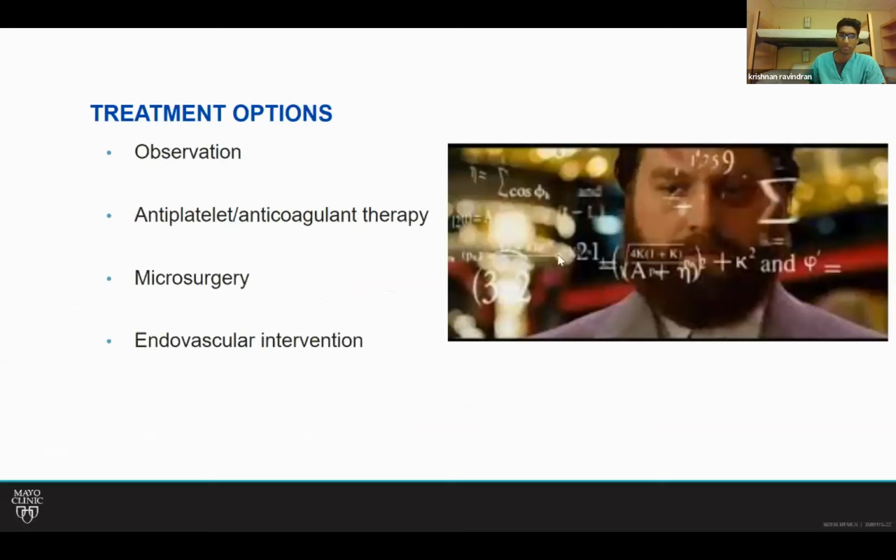Treatment has comprised 4 separate categories, with conservative management being either observation or initiation of either antiplatelet or anticoagulant therapy. To date, no robust retrospective or prospective study has demonstrated any marked benefit to using antiplatelet or anticoagulant therapy for these lesions. The 2 historical interventions for these lesions have remained open microsurgical treatment or endovascular intervention.